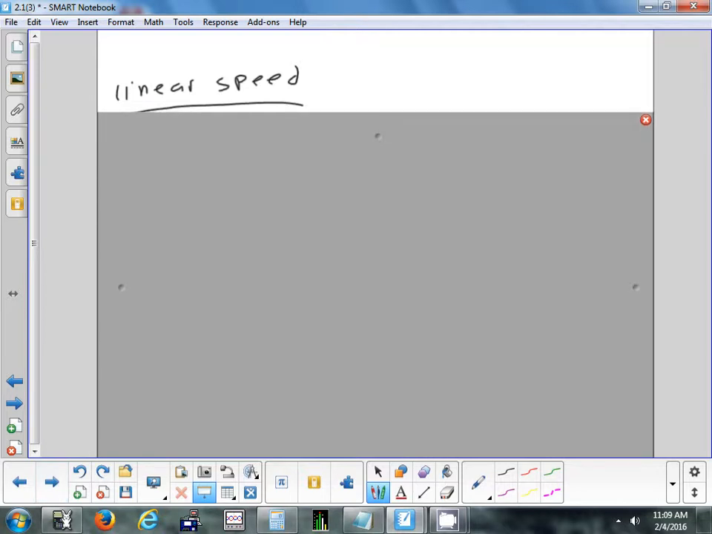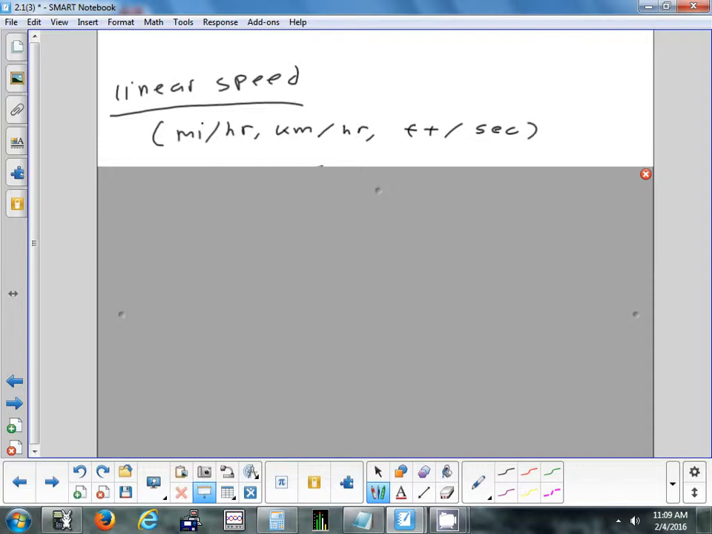So that last example we did, that's an example of linear speed. It measures the speed of an object traveling in a straight line. Some common units you might see in the U.S.: you see miles per hour. If you go to other countries, like Iceland, Norway, I know those two, probably most other European countries, they use kilometers per hour when you're driving. Feet per second. Anytime you have a distance divided by a time, that's a linear speed.